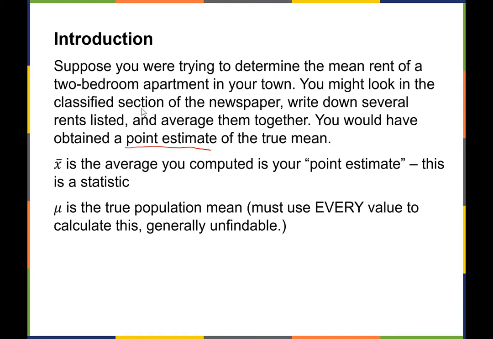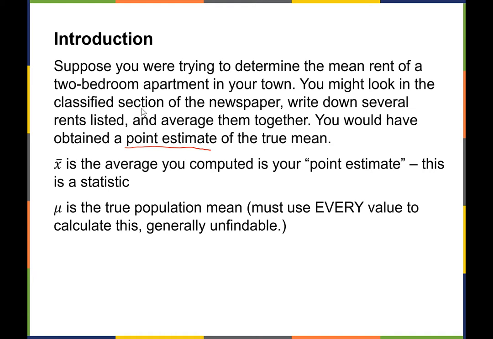Let's suppose you're trying to determine the average rent of a two-bedroom apartment in your town. You might look at the newspaper or internet or whatever and write down a bunch of rents and then average them all together. That average that you computed is called a point estimate of the true mean. X bar, that's the statistic we use for that, is your average and is a point estimate.